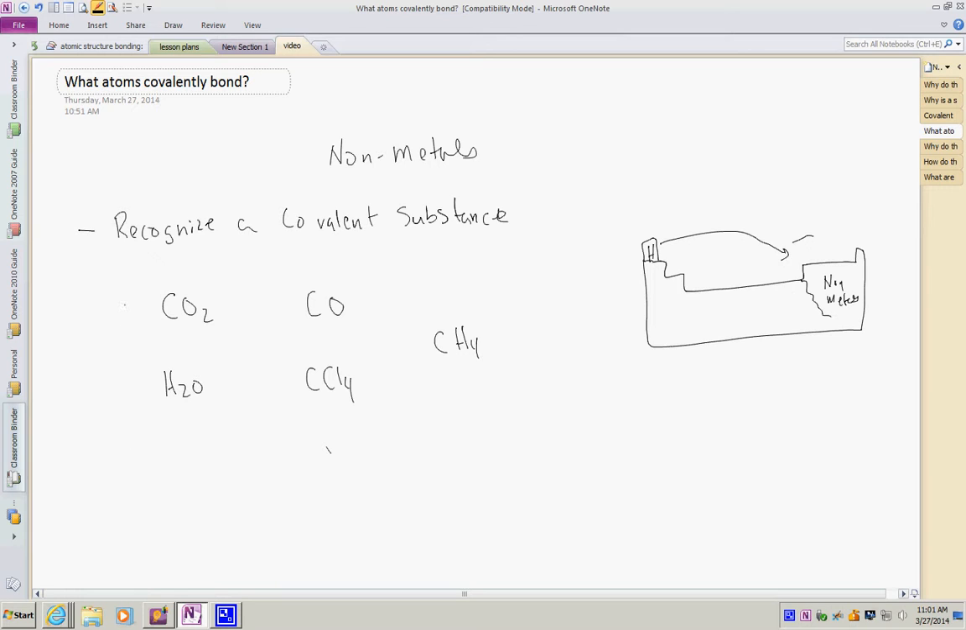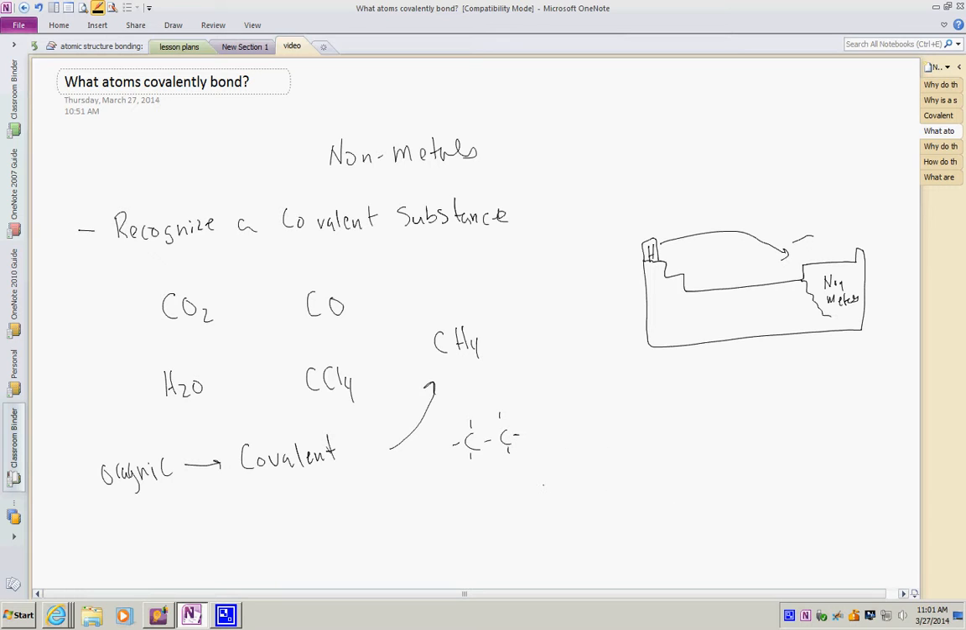You should note that organic compounds are almost exclusively covalent. So, for example, we have methane. What if we extend it out a little bit to ethane?